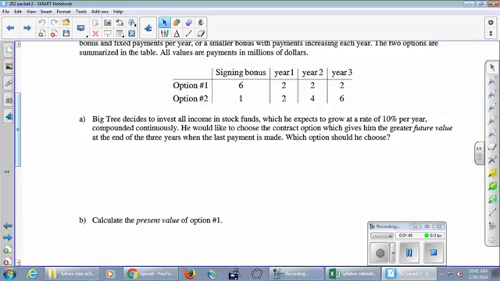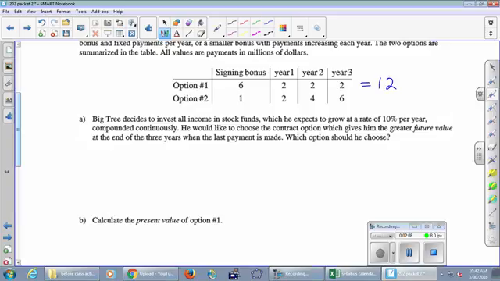In this table, we see 2 options that the team has presented this basketball player. Option number 1 has a signing bonus of $6 million. Each of these numbers is millions of dollars. And in the first year, this basketball player will earn $2 million, and the same thing in year 2, and the same thing in year 3, for a total of how much over the course of the 3 years? $12 million. Not too shabby.